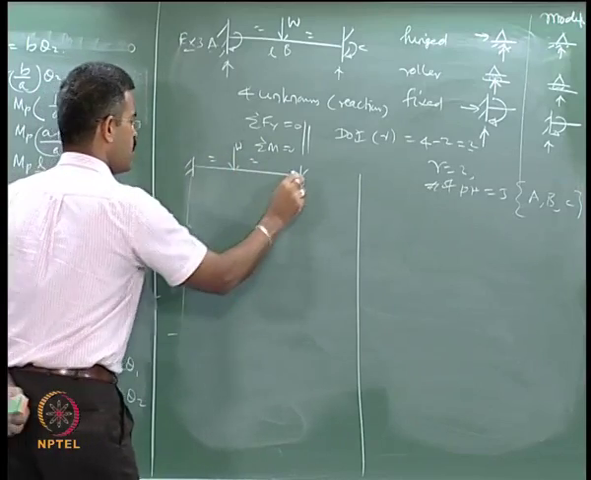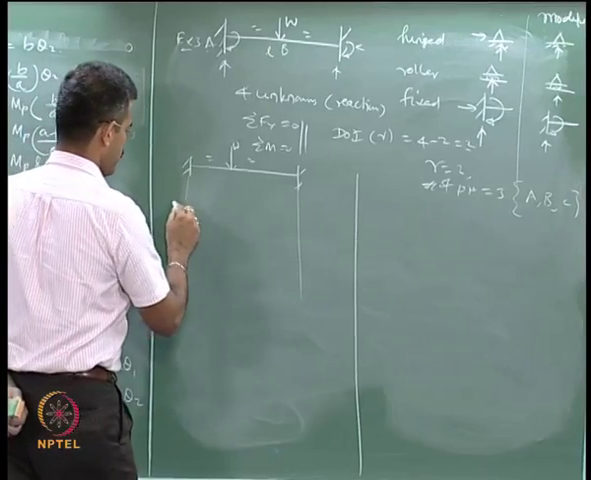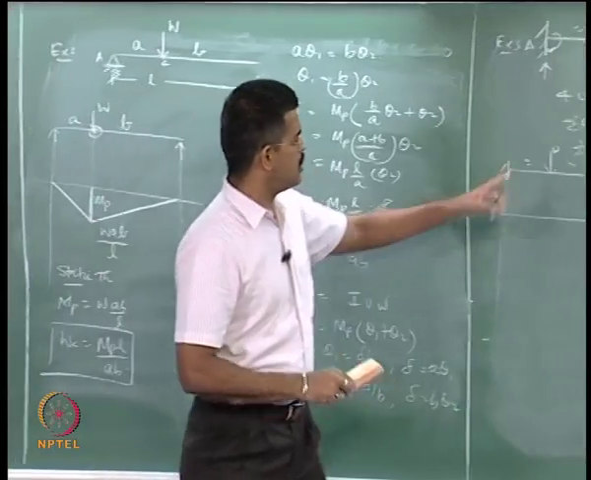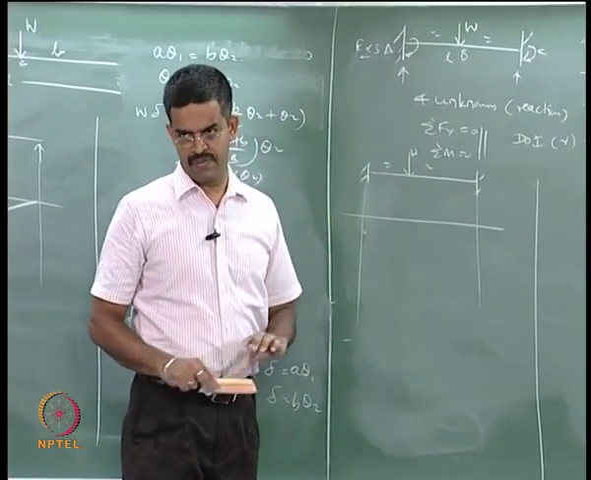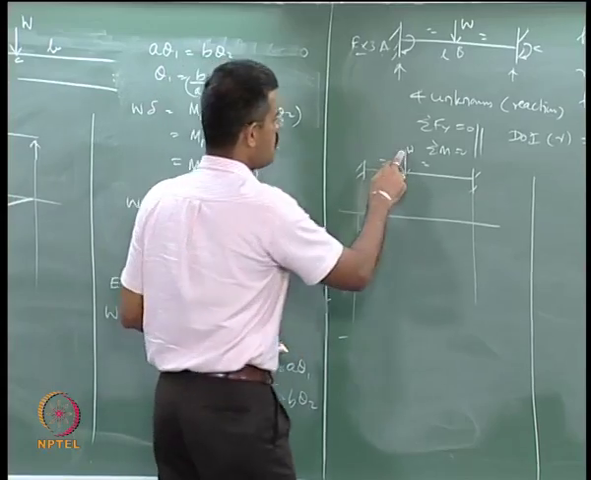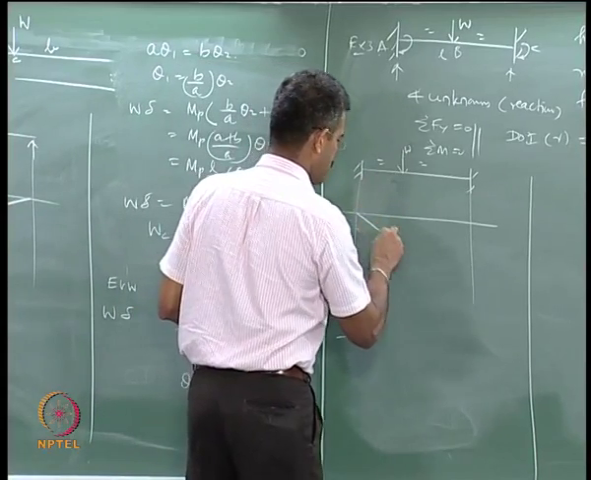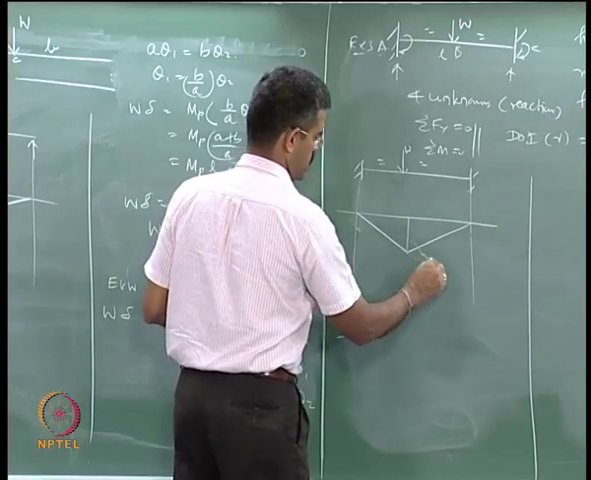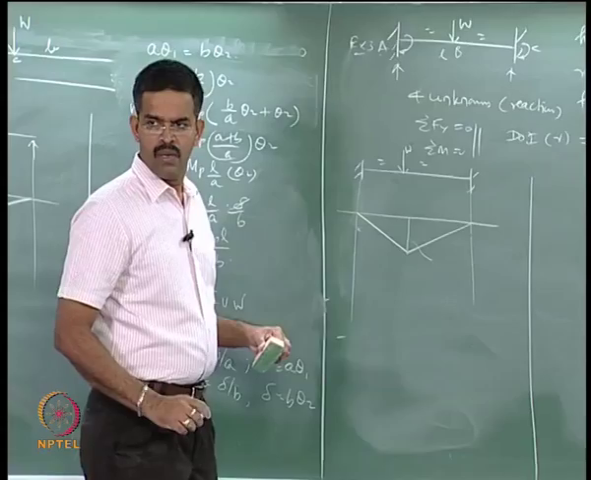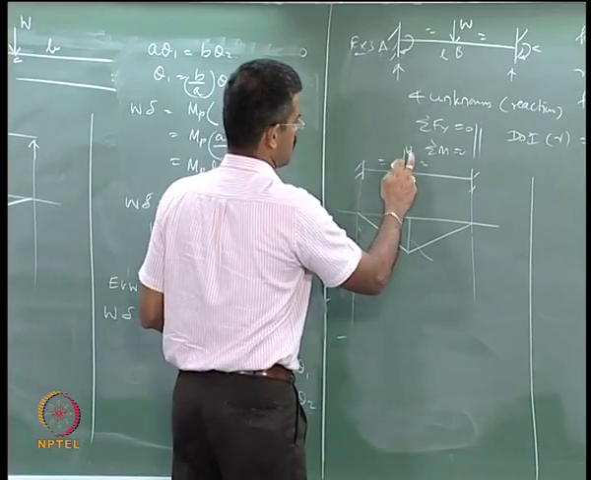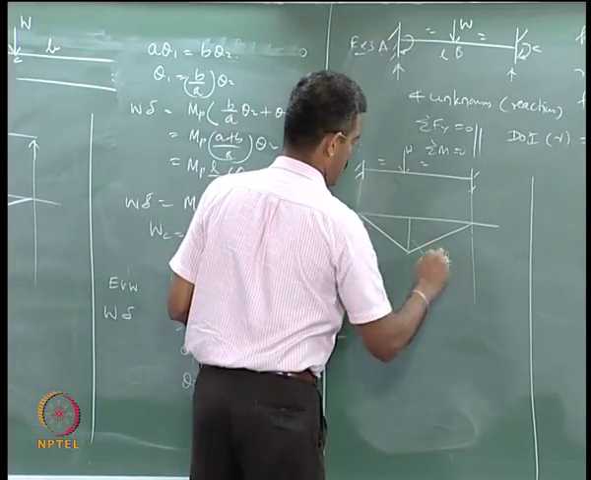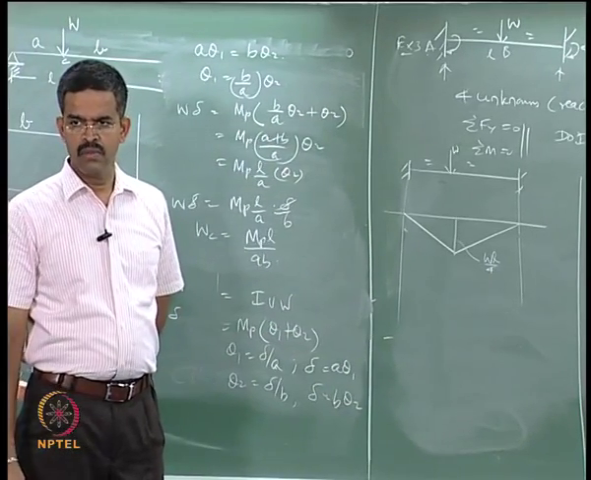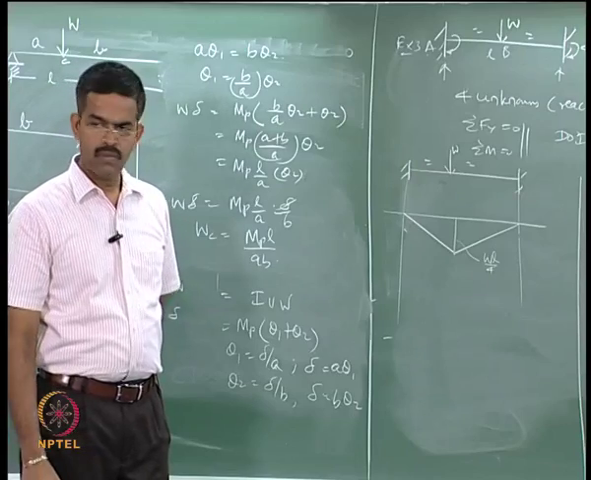So, I would like to draw the bending moment diagram for this first. There are 2 bending moment diagrams for this, one because of the load, the other because of the support moments. Because of the load, how much is the value? This central concentrated load is going to give WL by 4.